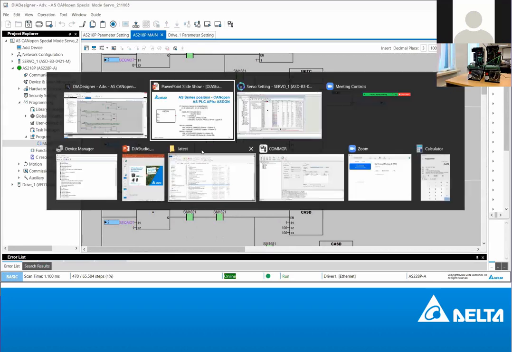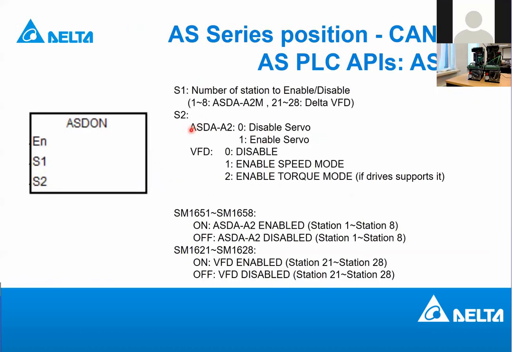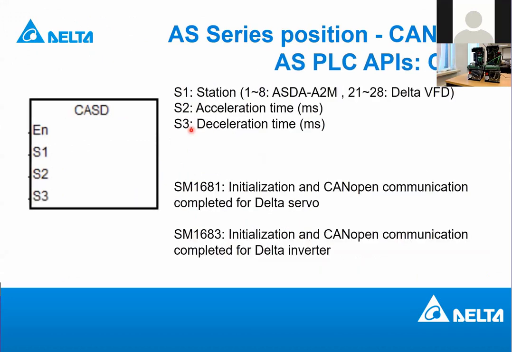Let's go back to our presentation. What else do we have to do? The next thing we have to do, now that the drives are on, is set the ramps. So we use this API, CASD, to set the ramp, the acceleration time, and the deceleration time.